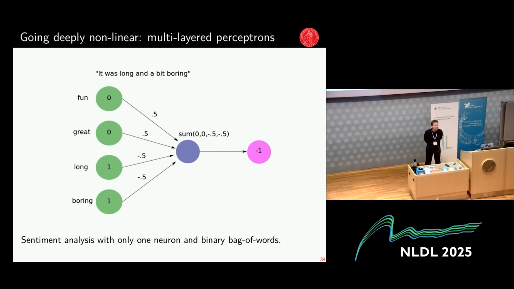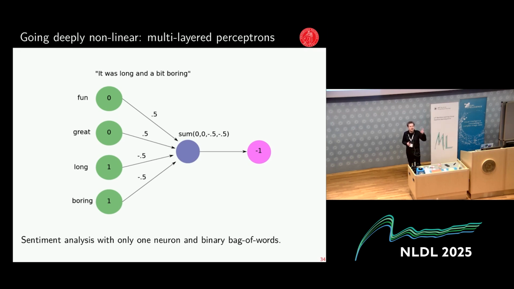In fact, we can populate this abstract graph with some real world task, like for example, sentiment analysis. So let's imagine that we want to predict whether some English sentence is positive or negative, based on whether the sentence contains words like fun, great, long, and boring. So if a sentence contains such a word, then the corresponding feature has the value of 1. If it doesn't, then the corresponding feature has a value of 0, right? And we have a weight matrix.